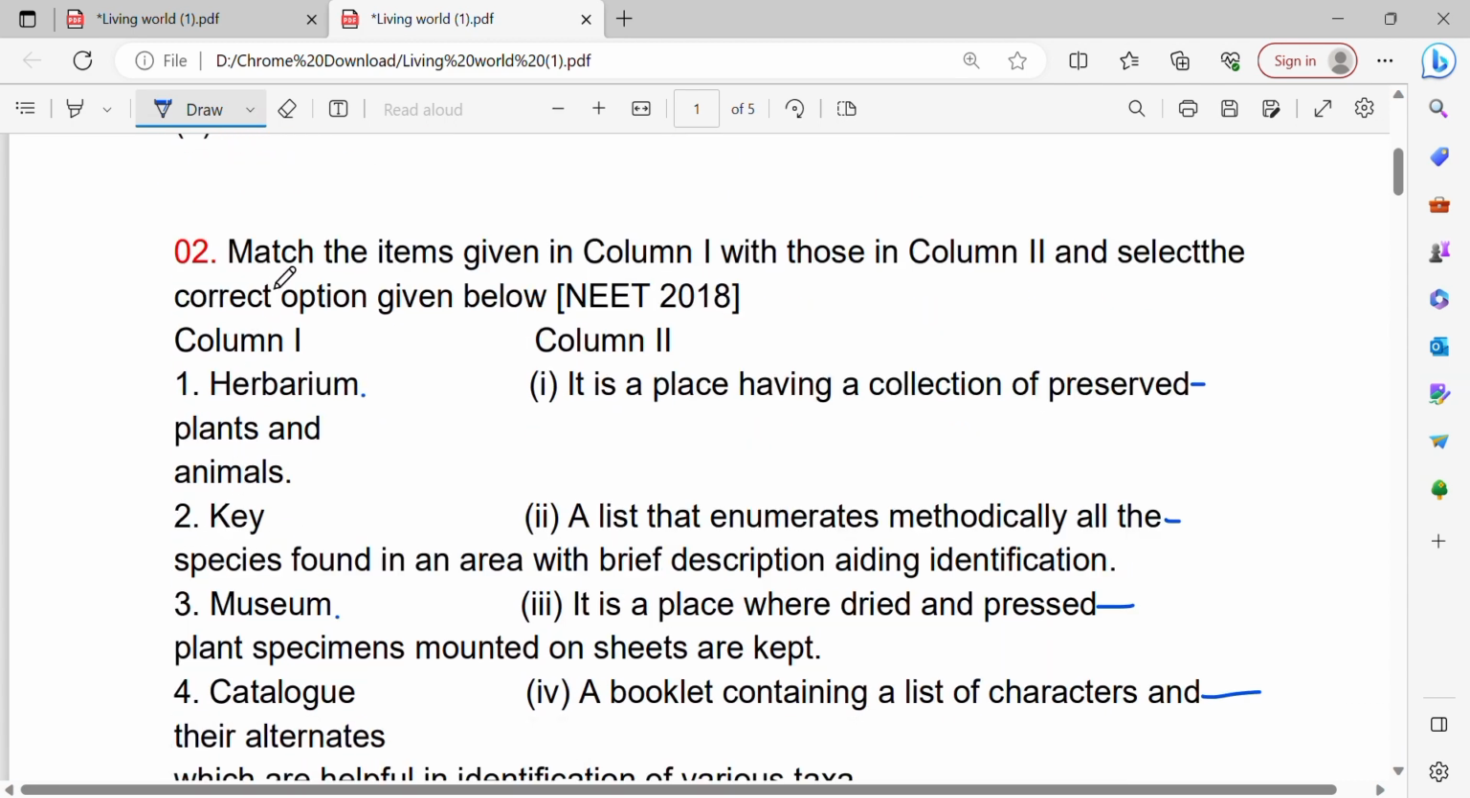Question number 2. Match the items given in column 1 with those in column 2 and select correct option given below. Column 1. Herbarium. Number 1. It is a place having a collection of preserved plant and animals. Option 2. Keys. A list that enumerates methodically.